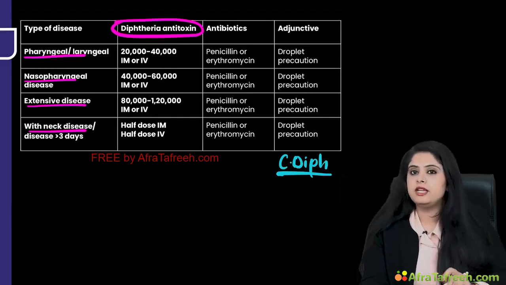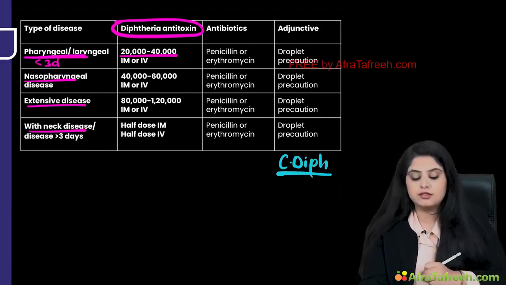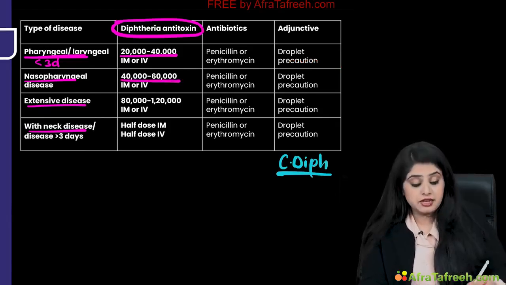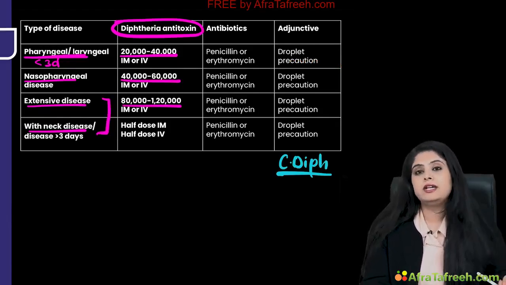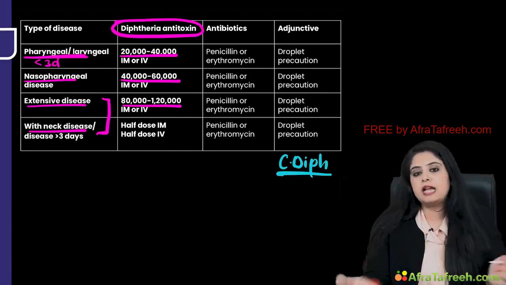The dose is not very important, but you know that if the disease is less than 3 days or pharyngeal or laryngeal, 20 to 40 K units is given. If it is a little more severe, that is nasopharyngeal, 40 to 60 K is given, and if it is very extensive, you can give 80,000 to 1,20,000 units, and that you also divide. That's too much of a dosage, right? So you give half IM and half IV.